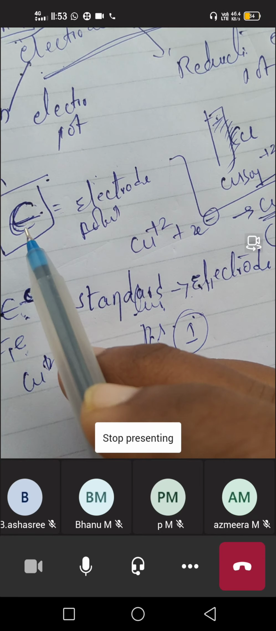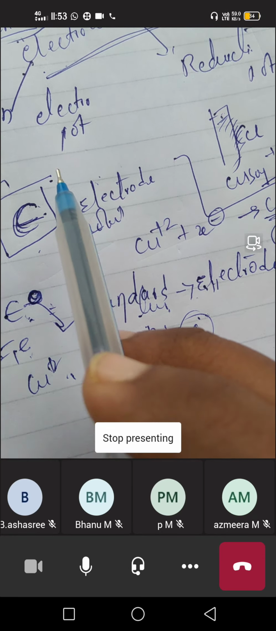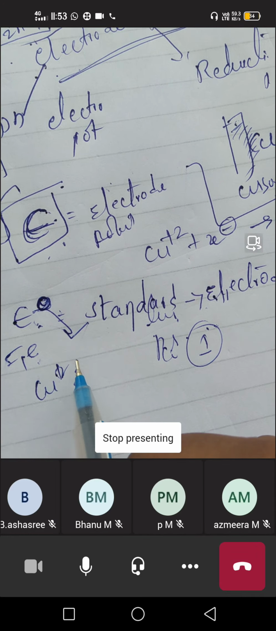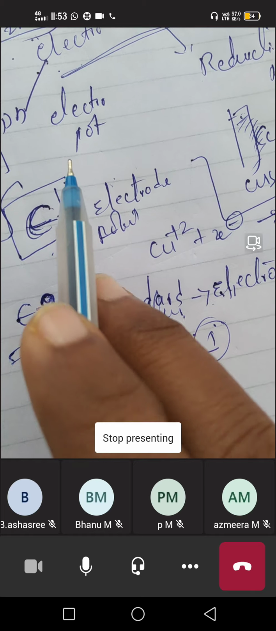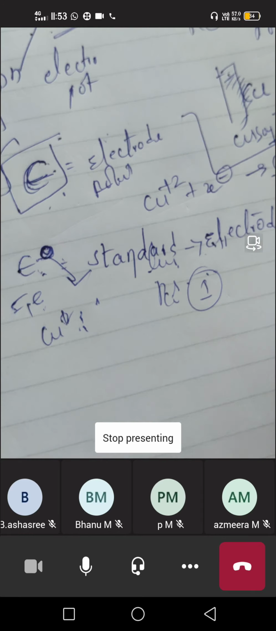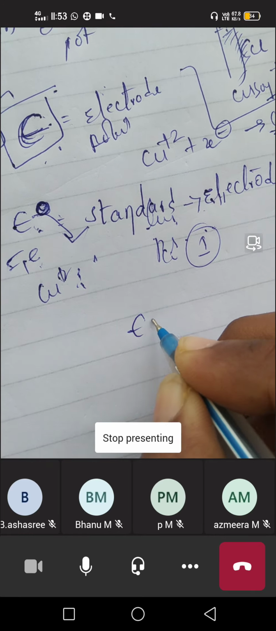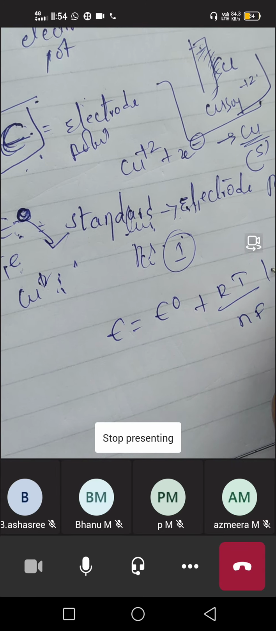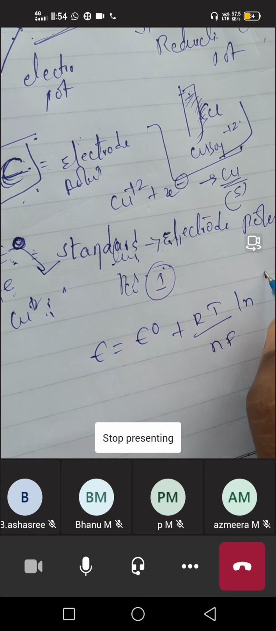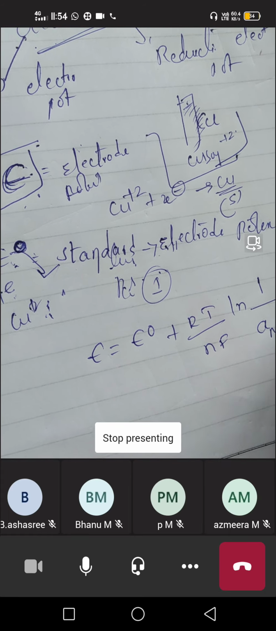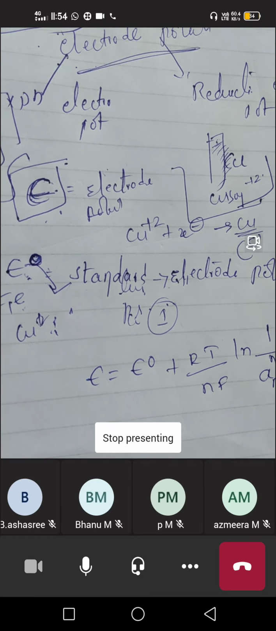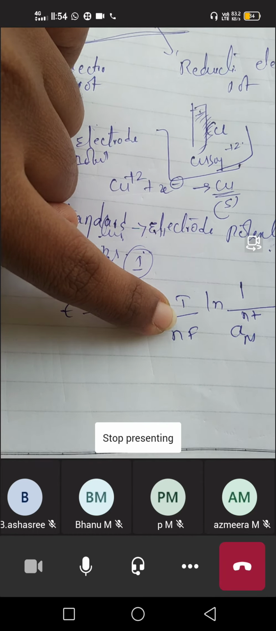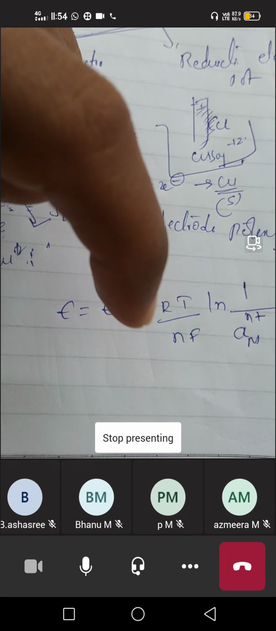So there is a relation between E and E naught. If you know the electrode potential value, you can calculate the standard electrode potential. If you know the E naught value, you can calculate E with the help of the following equation. That is, E is equal to E naught plus RT by nF ln, where ln is nothing but the natural logarithm, of 1 by a(M n+). So this is the equation: E is equal to E naught plus RT by nF log 1 by a(M n+).